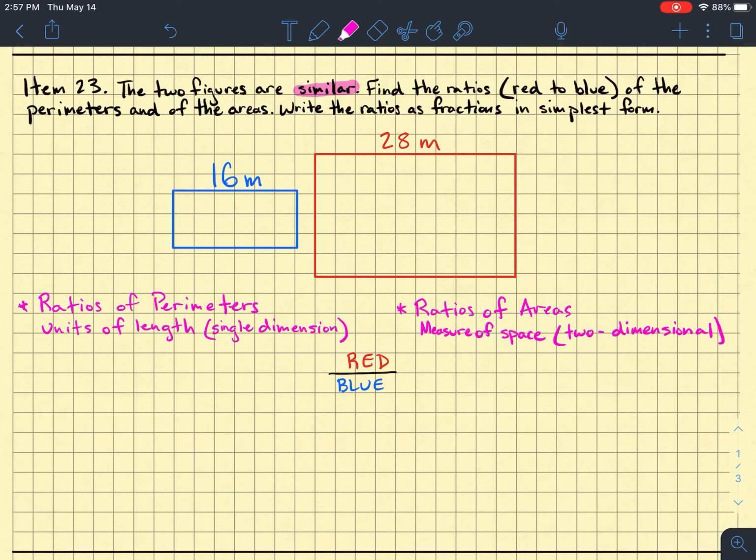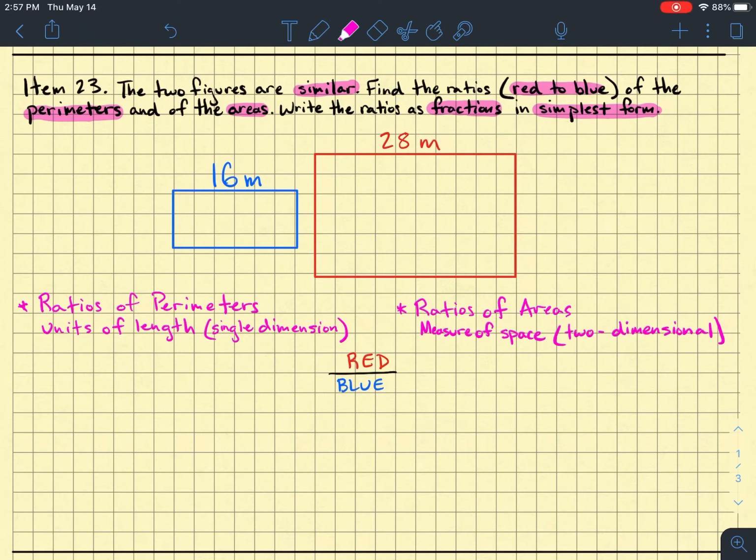We're going to find the ratios of, again, red to blue of the perimeters and the areas. We're going to have to write these ratios as fractions in simplest form. You're only given two different measurements, the lengths of each rectangle. The blue one is 16, the red one is 28 meters.